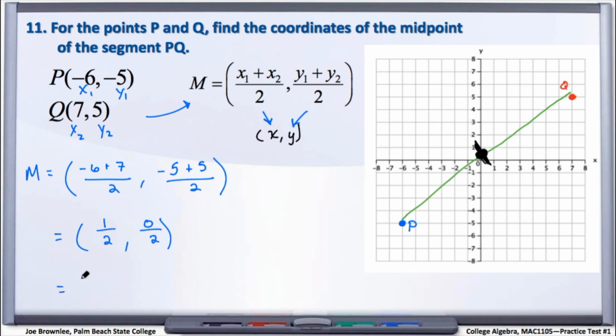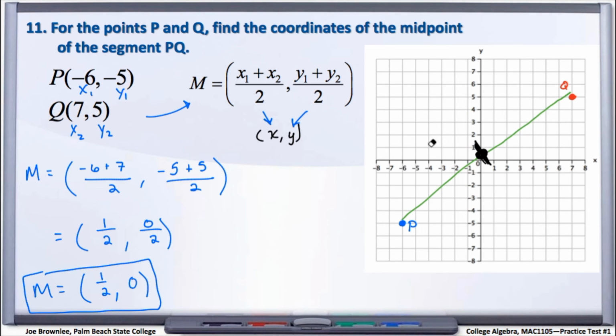And so for our final answer, 1/2 we can't simplify, that's as low as it goes. But 0 over 2 we can write as just 0, right? Anything with a 0 on top is automatically 0. And so we have our midpoint as the ordered pair 1/2, comma 0.